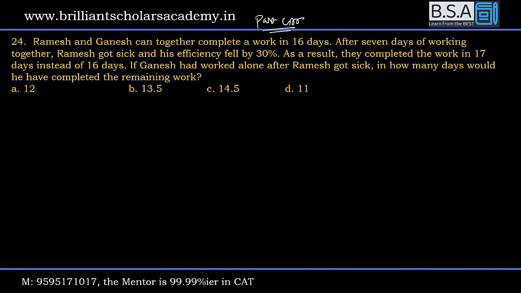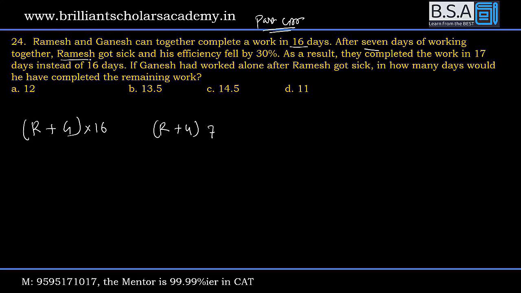You observe this part. They can complete the work in 16 days. So I'm saying Ramesh and Ganesh, R and G are their speeds, can complete the work in 16 days. So that is the work to be done: speed into time. They have already worked for 7 days. R and G have worked for 7 days.